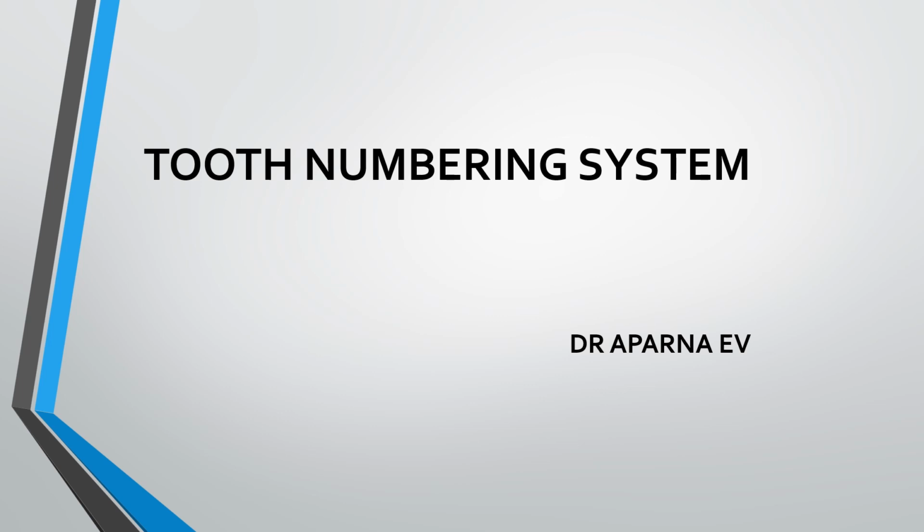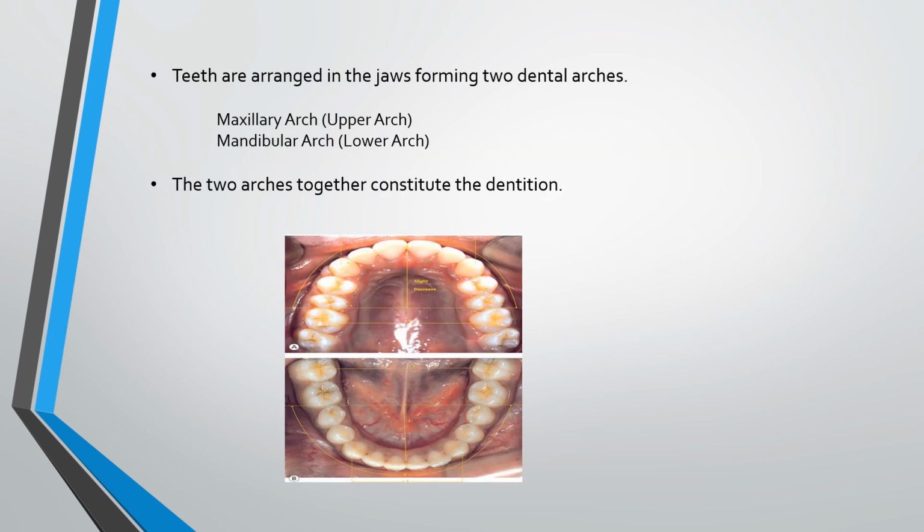Today in this lecture, we will be discussing the tooth numbering system. Teeth are arranged in jaws forming two dental arches. The upper arch is called the maxillary arch and the lower arch is called the mandibular arch. The two arches together constitute the dentition.